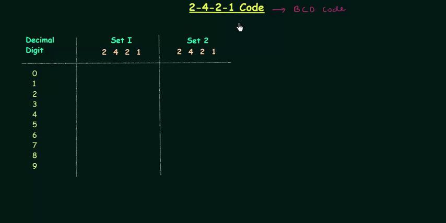Sometimes 2421 code is also written as 2*421. We can write 2421 code like this also. Now, what is the significance of the asterisk? We use the asterisk to distinguish this 2 and this 2. In this way of representation, we cannot distinguish them, but by using the asterisk, we can distinguish this 2, the MSB 2.